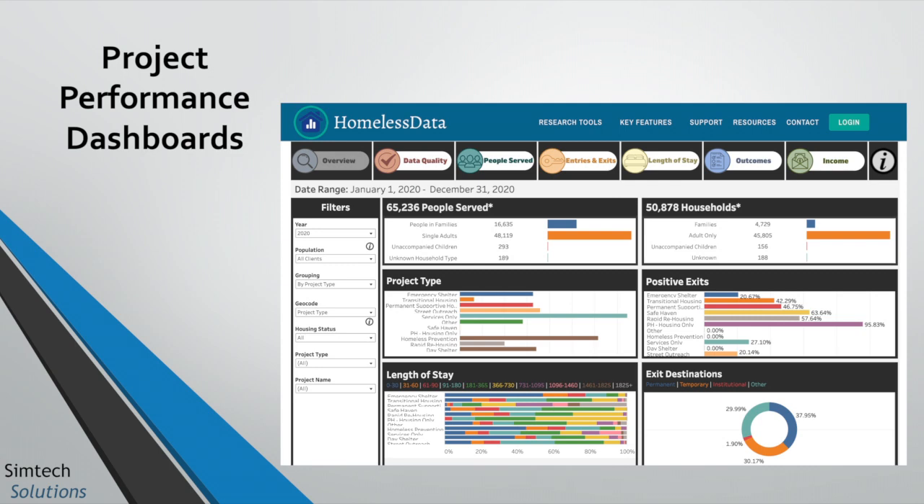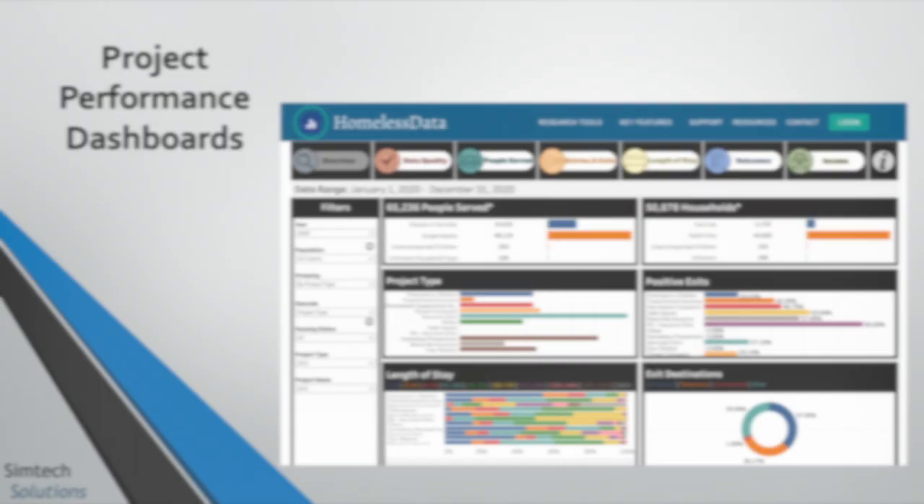On the Project Performance Dashboards, you can filter by year, project type, and you can go all the way down to filtering by provider name or ID, which has been aliased for public use. Let's say that you want to compare your community's emergency shelter programs to the permanent supportive housing programs to see the difference in how long people are accessing those services. You would do that on the Project Performance Dashboards.